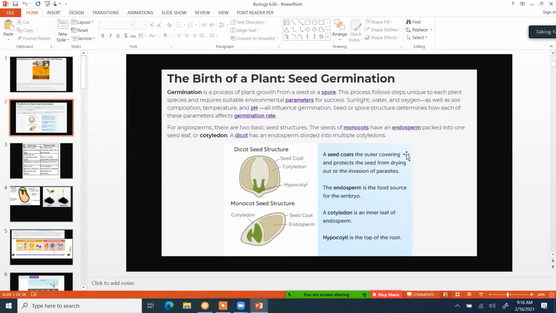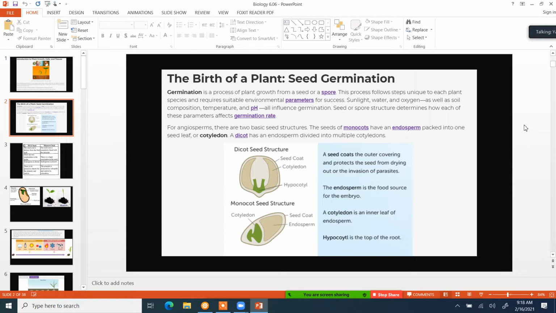And the reason is because the seed is not just one cell or a smaller group of cells. It includes some different tissues in there. It includes the baby leaf, some nutrition for the plant to grow. It can include the beginning of the root system, stuff like that. So that's why a seed is a little bit more complex compared to a spore.